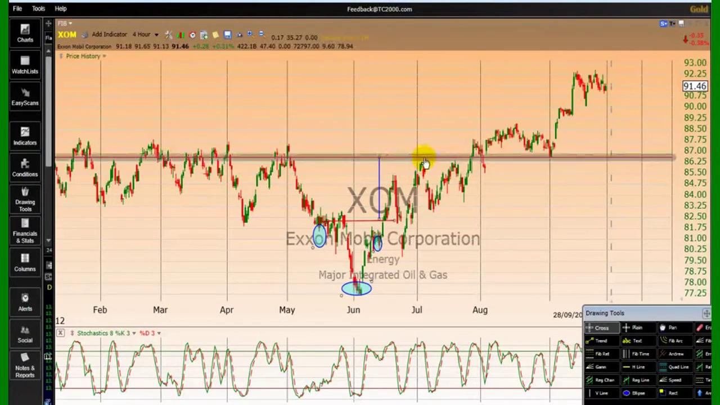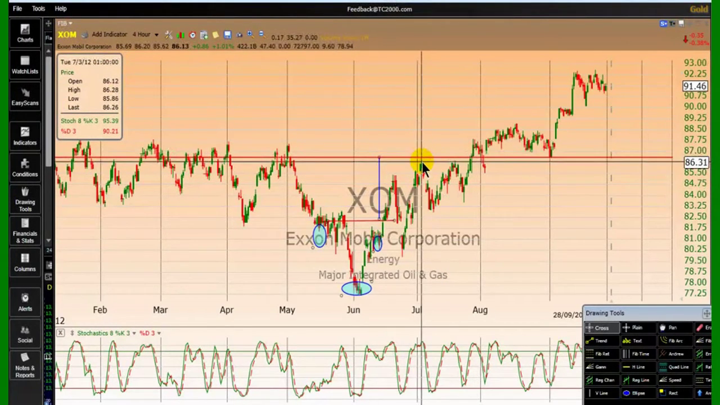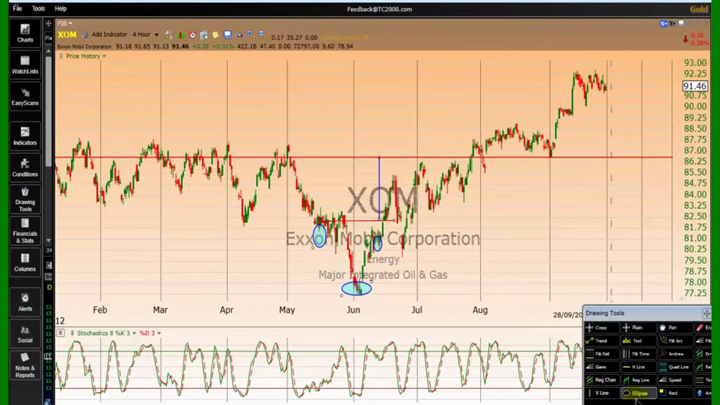Okay, so this is another beautiful overbought stochastic right here. Pay attention to the vertical line right here, when the stochastic was overbought and the price also was in a target zone.